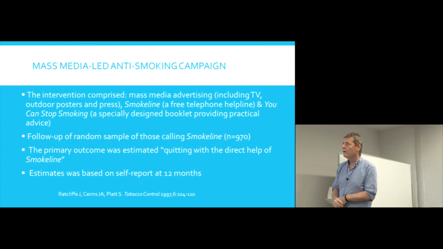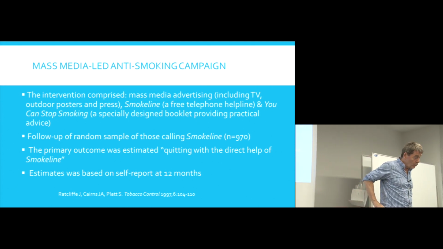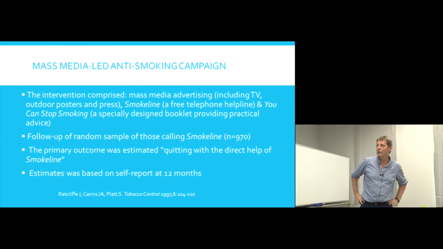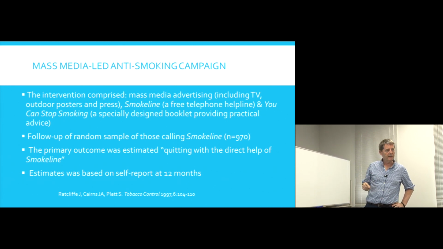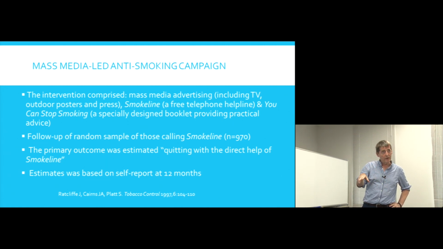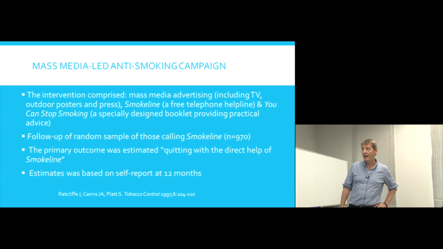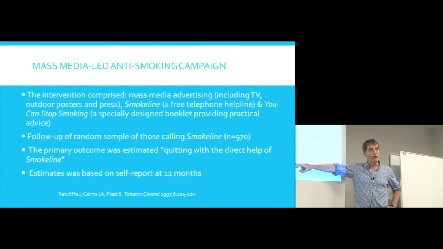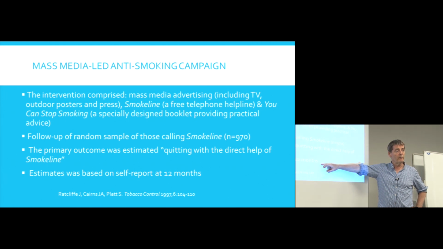There was a follow-up of a random sample of those who called the Smoke Line, and almost 1,000 people were followed up. The primary outcome was estimated as quitting with the direct help of Smoke Line. So the people that were followed up had contacted Smoke Line, and they were followed up over time to see if they gave up smoking. Estimates of cessation, or giving up smoking, were based on self-report at 12 months later.